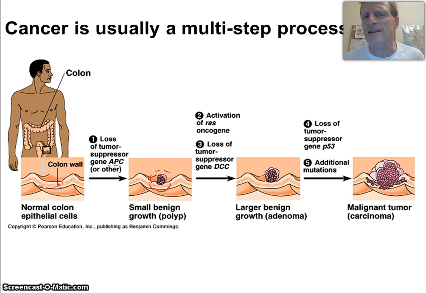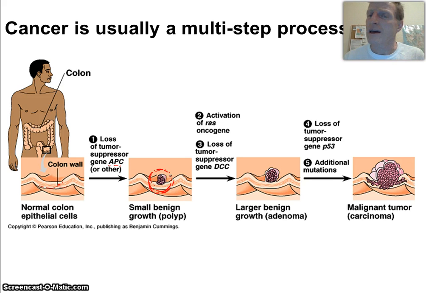And when I was a kid, the president was Ronald Reagan, and it seemed like every month or two he was going in and having these polyps removed from his colon. But they always said, don't worry, it's not cancer. They're these benign growths on his colon. And that's basically what these are. So one mutation, we have a benign growth in the colon.